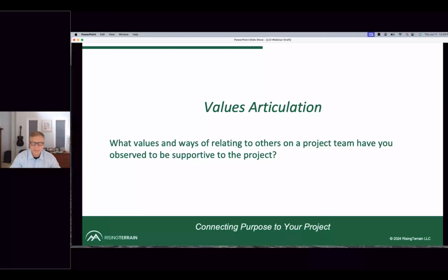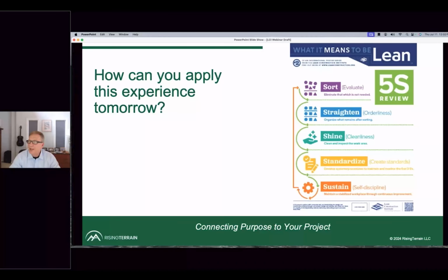We have someone who wrote in that said active listening and understanding and empathy. Yeah. And that's all we have right now. That's great. So how can you apply this tomorrow?